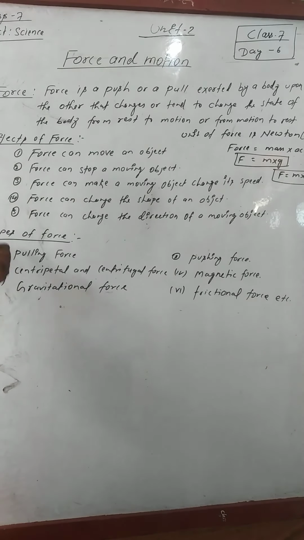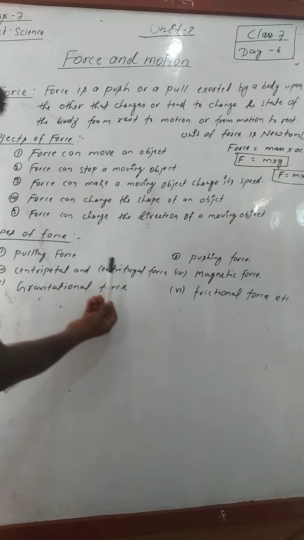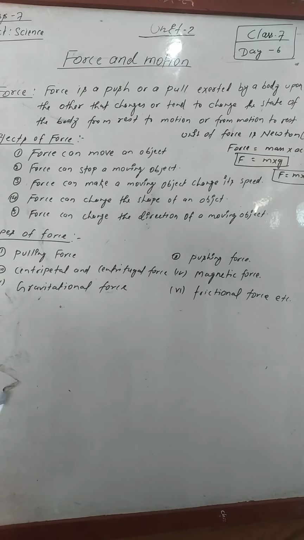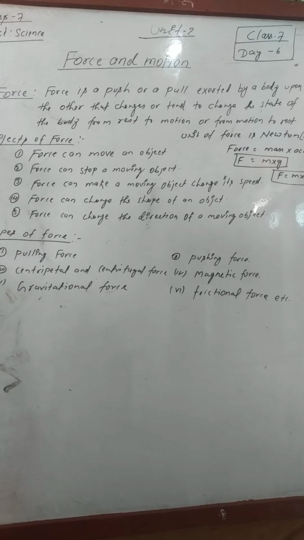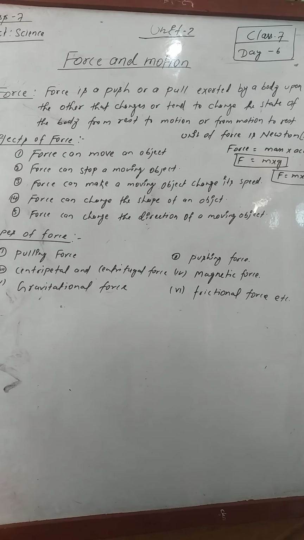Shall I move to types of force? In standard class 7, there are six types of force. The first is pulling force, then pushing force, centripetal and centrifugal force, magnetic force, gravitational force, and frictional force. We will discuss the meaning of pulling force, pushing force, and these six types of force here.